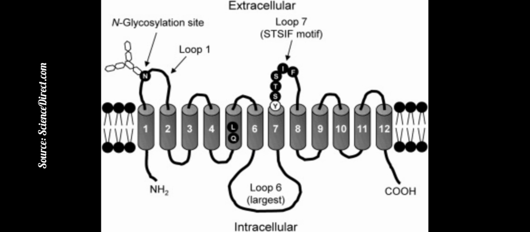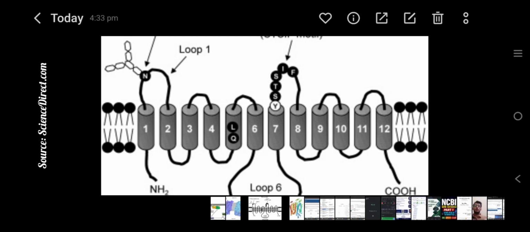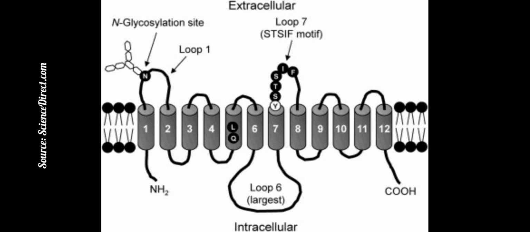The GLUT receptor is made up of 12 alpha helices, and all of the 12 alpha helices span the plasma membrane. So we can say that it is an integral membrane protein, a transmembrane protein. You can see the 12 alpha helices in this diagram. The amino terminal and the carboxy terminal of the receptor are present on the intracellular portion of the cell.